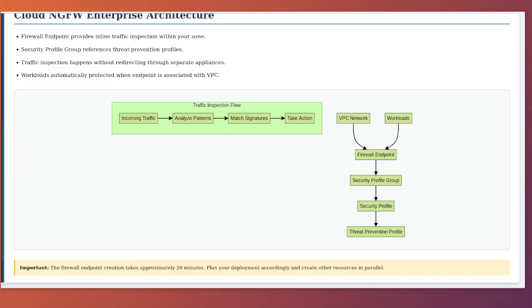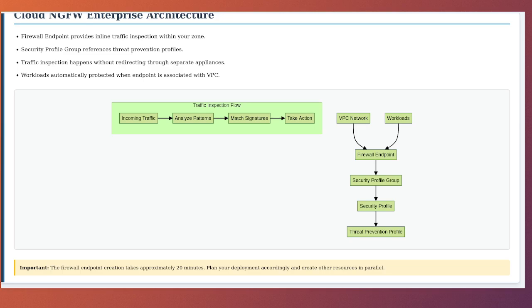The firewall endpoint receives its inspection rules from the security profile group. This group acts as a container that references one or more security profiles, defining what threats to look for and how to respond. The security profile group connects to the security profile, which contains the actual threat prevention configuration. This is where you define the specific signatures, behaviors, and patterns that constitute threats in your environment. Finally, the security profile leverages the threat prevention profile, which is the underlying engine containing the detection rules and response actions.